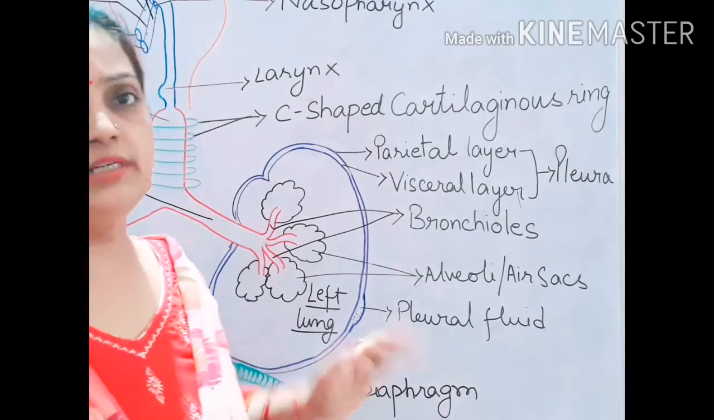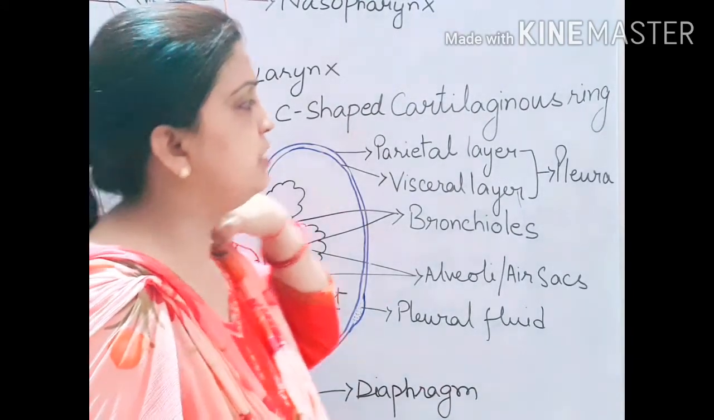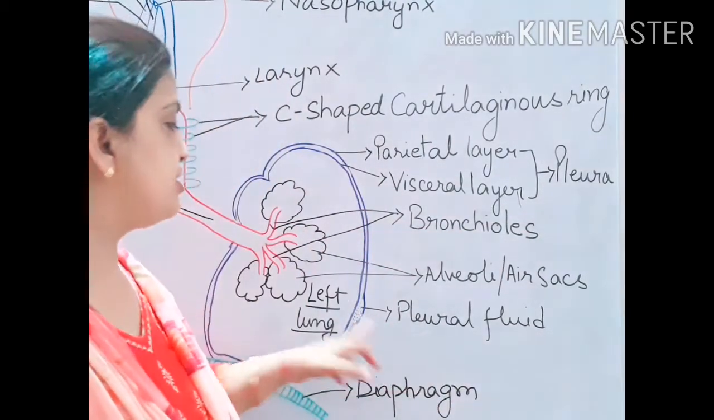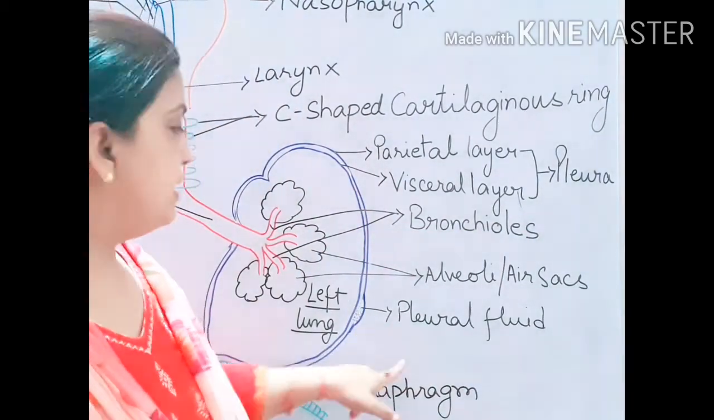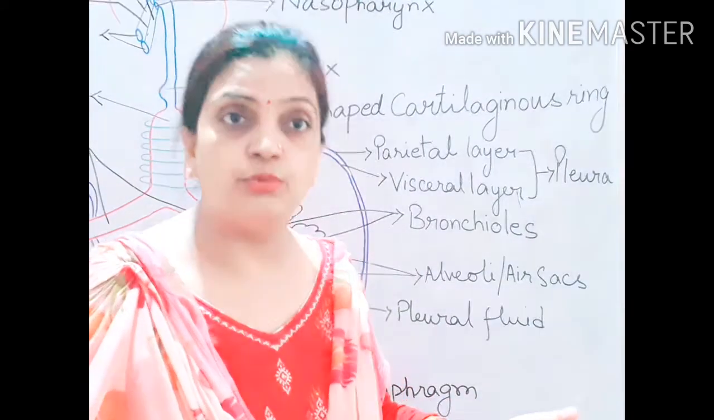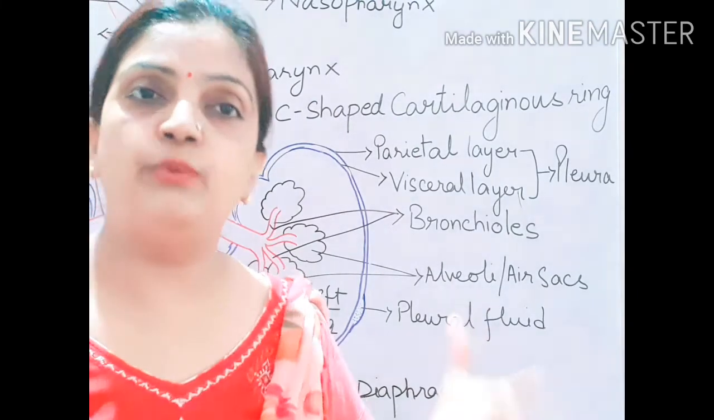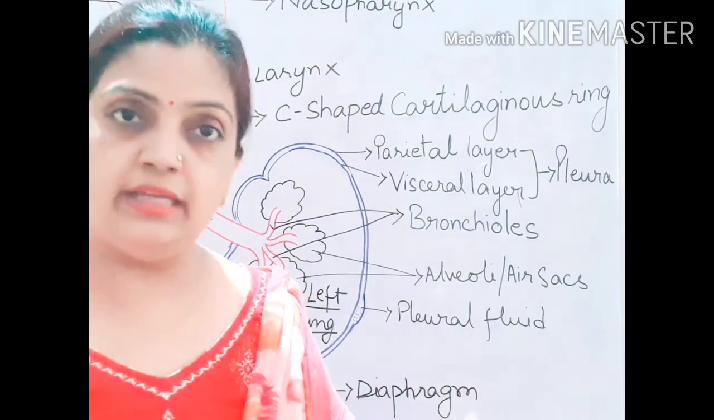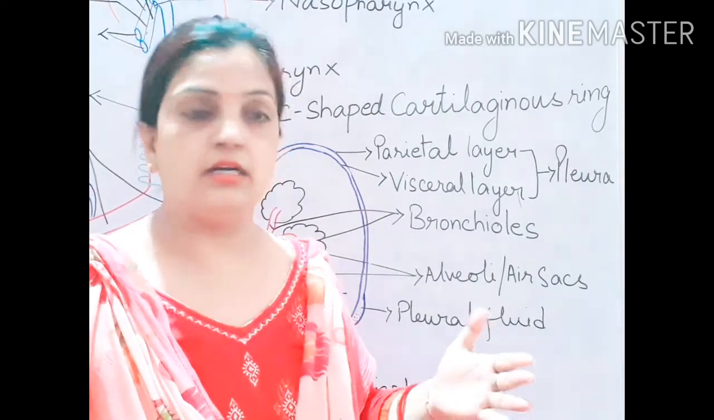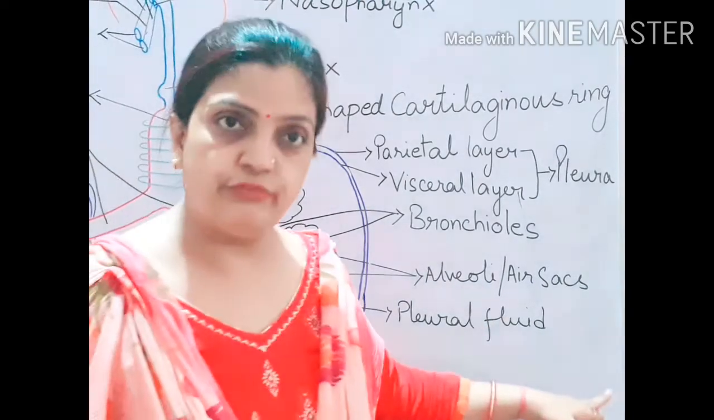So for you it is very easy to learn by pleura. You make the word pleural, and the fluid which is present in between pleura is called pleural fluid. If anybody asks you what is pleural fluid, then you can say that the fluid which is present between the parietal layer and the inner layer of the pleura of the lung is called pleural fluid.